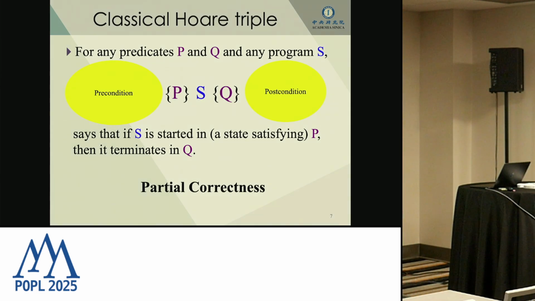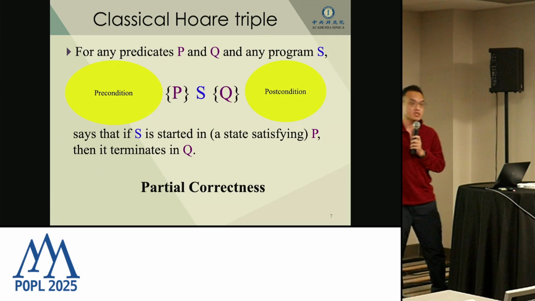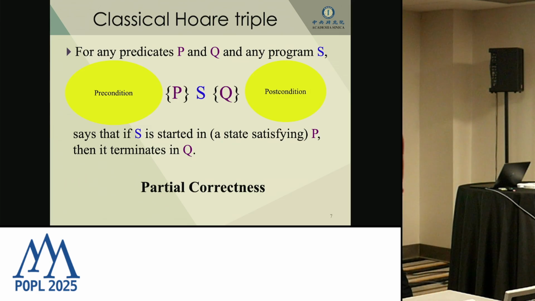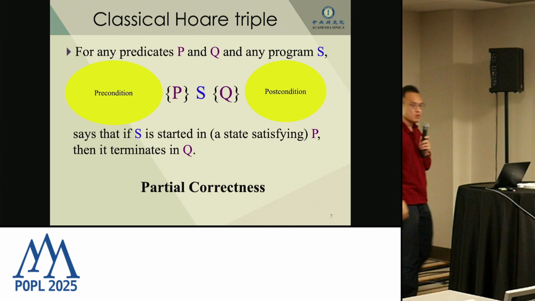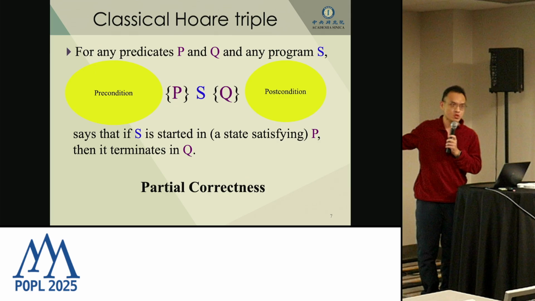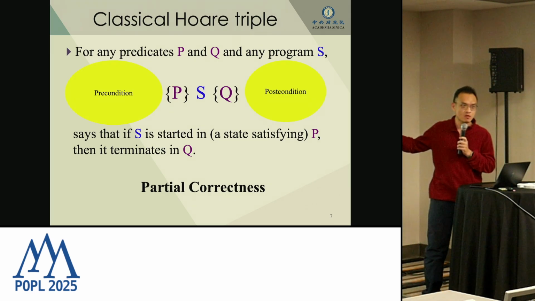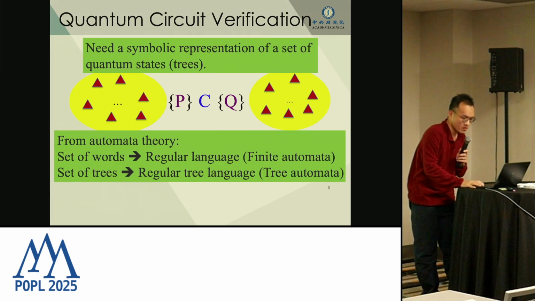So we have 2 predicates, precondition and postcondition. Each predicate characterizes a set of states. We want to check whether all states from P, after executing S, end up in some state in Q. So if we want to do this automatically, we need something like BDD for quantum to do this kind of verification automatically.